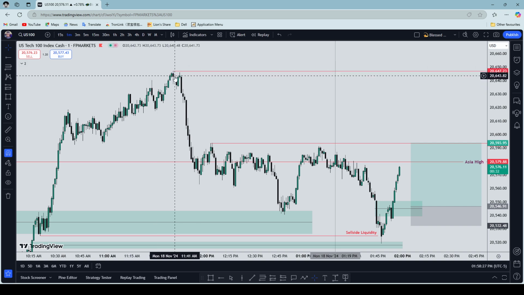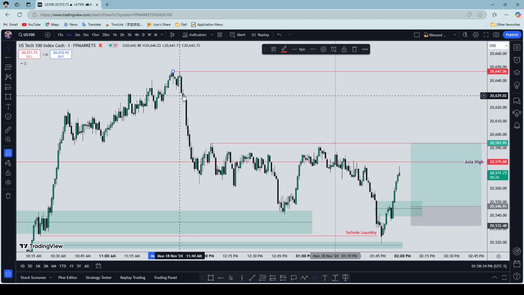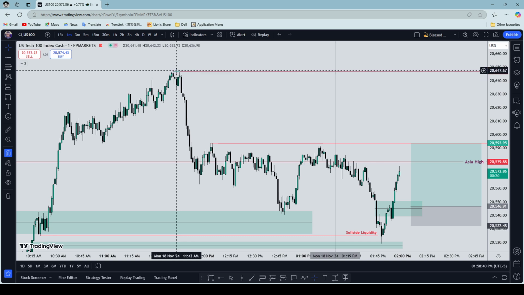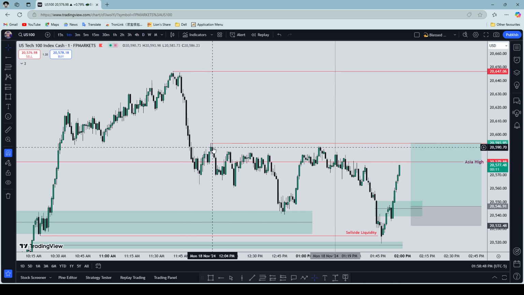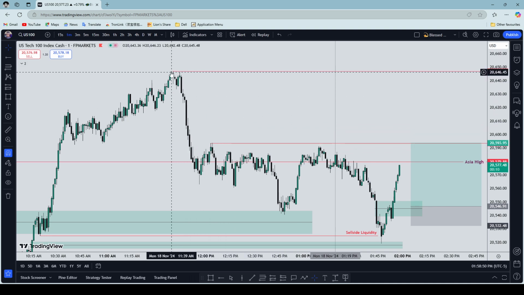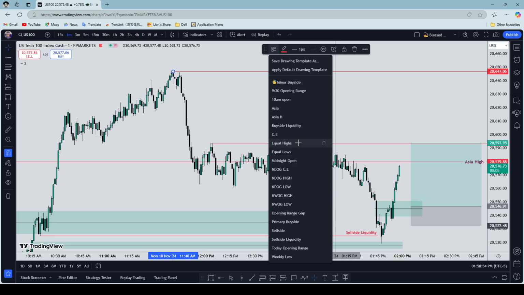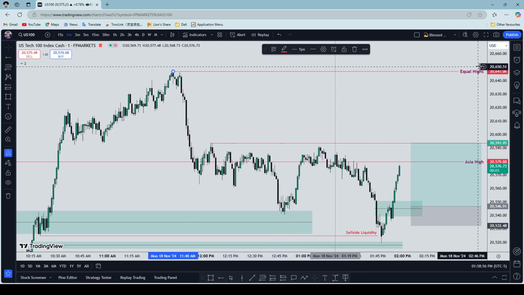This one has not been traded to. This one here has not been traded to. If you notice, this is a swing high, and this is also another swing high, and they are very close to each other. This is called an equal high. So they are equal like this. This one too. Let me mark it out as equal highs first, so we don't forget.